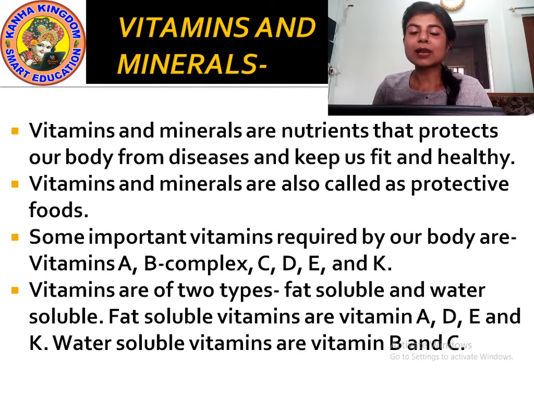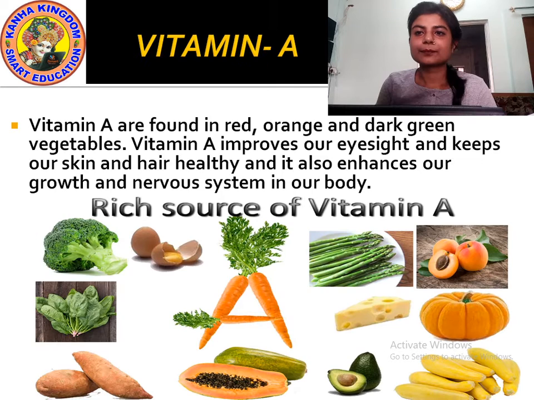Now let us read about the different vitamins and their sources and what are the functions of the vitamins. Now students, can you see about vitamin A? Vitamin A is found in red, orange, dark green vegetables.